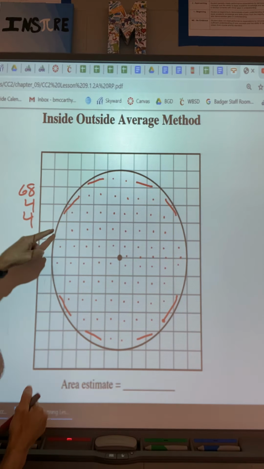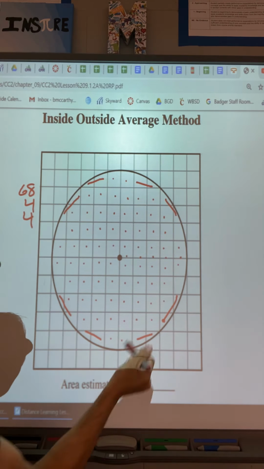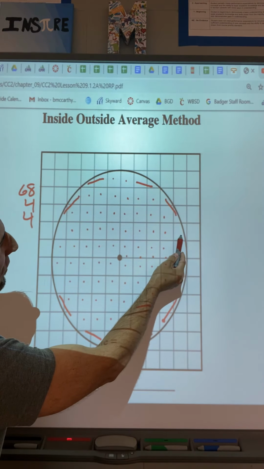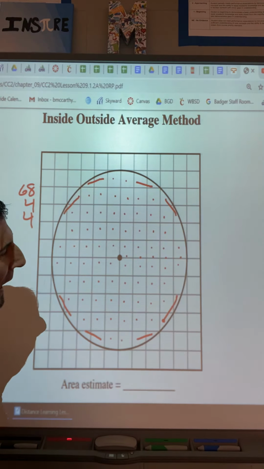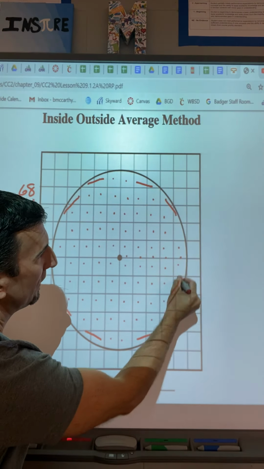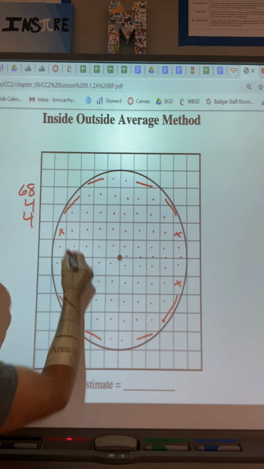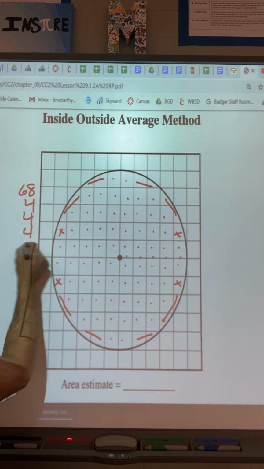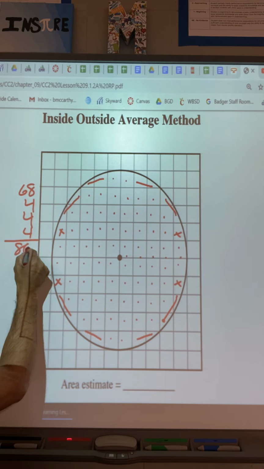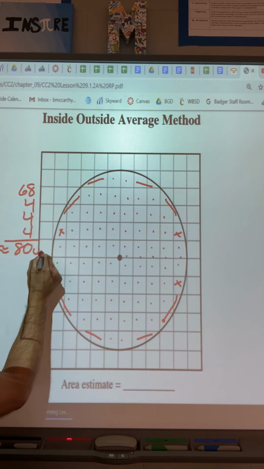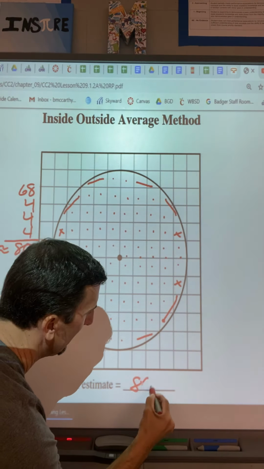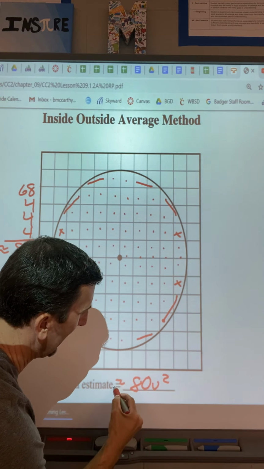Now I've still got little pieces out here. And what I'm looking at is, this is almost a whole, and this one's almost a whole. So I'm just going to count them as wholes, because remember, we're estimating. So we're going to add 1, 2, 3, and 4 more. So that's 12 plus the 68, which is approximately 80 units squared. So the area estimate is 80 units squared approximately.